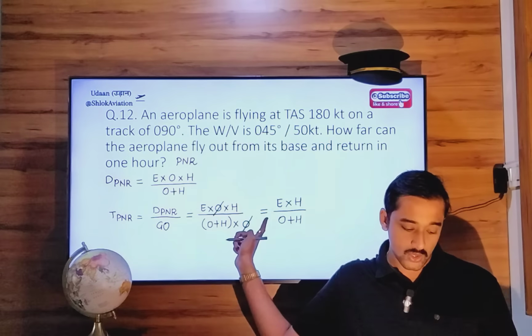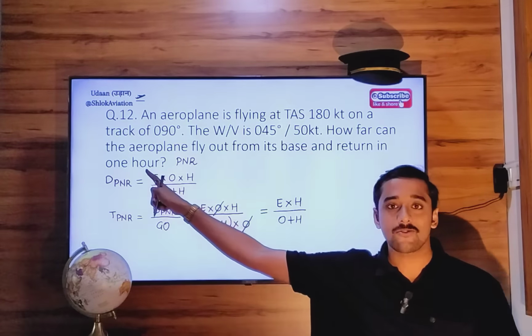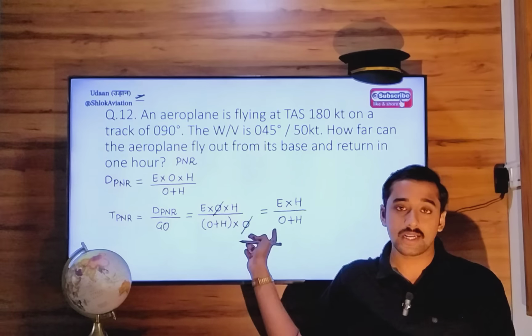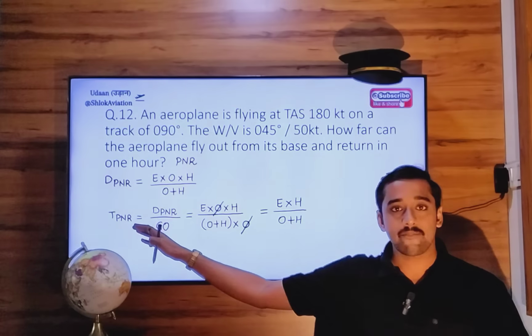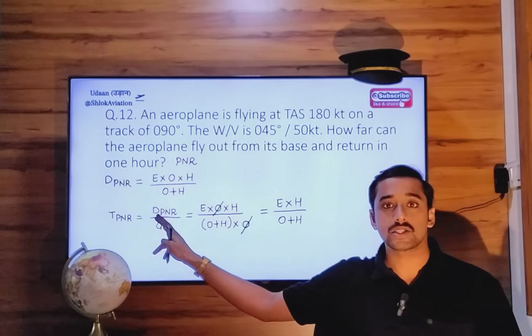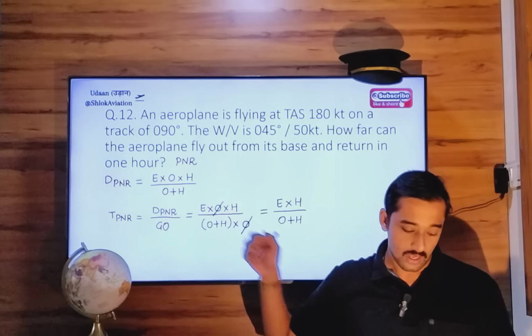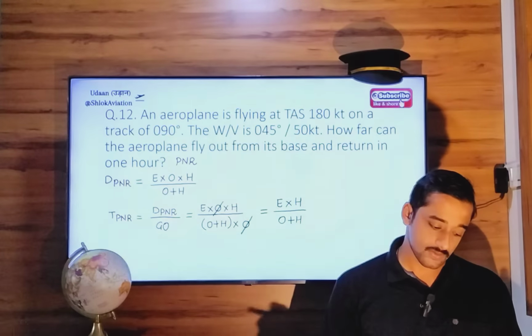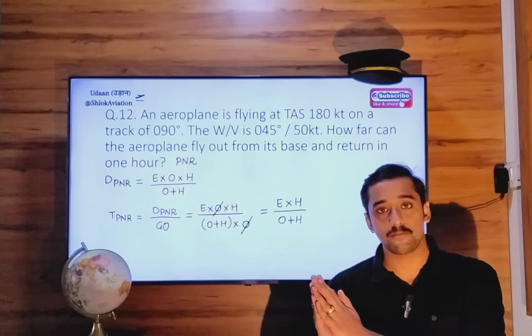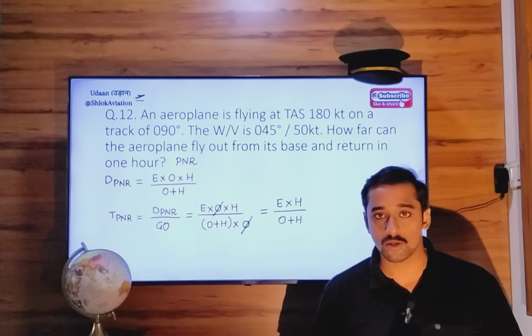Now we will substitute the values in time to PNR formula. Endurance is what? 1 hour. We are flying this plane for 1 hour. We will put outbound speeds and homebound speeds. Get time to PNR. Once we get time to PNR, we will be able to find distance to PNR, and that distance will be our final answer. That is how long your airplane can go and come back to its departure point.